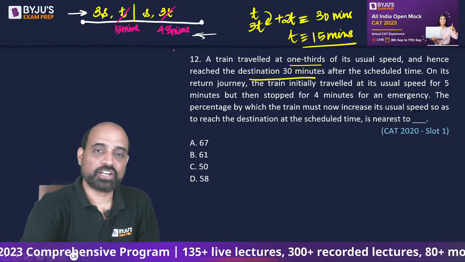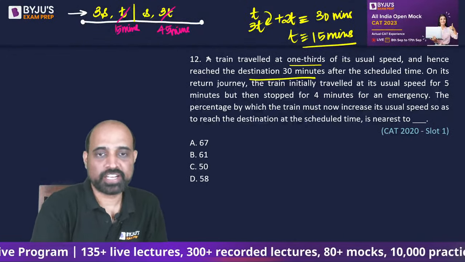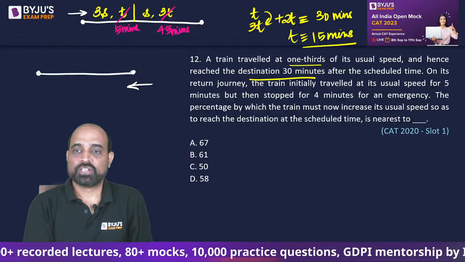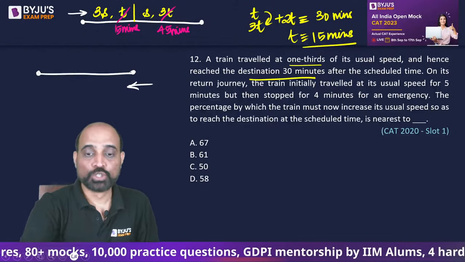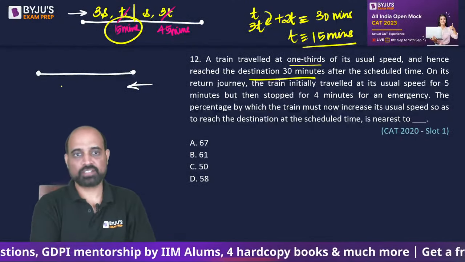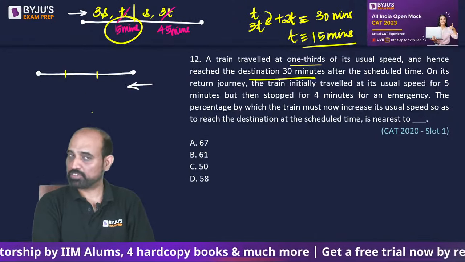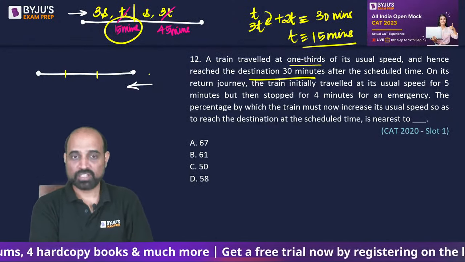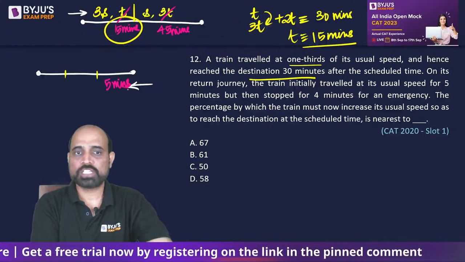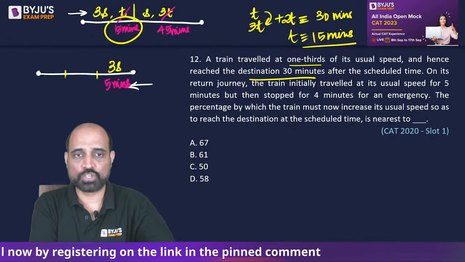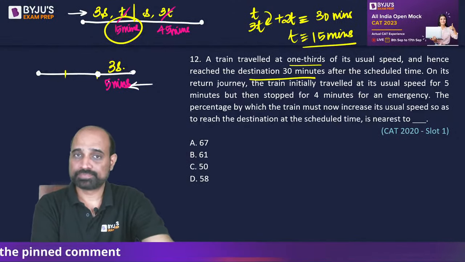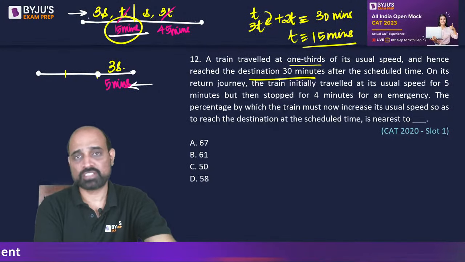On its return journey, now let's talk about the return journey. For the return journey, I'm going to draw the figure again. So now it's returning. The train initially traveled at its usual speed for 5 minutes. See, it had to cover in 15 minutes: 5 minutes for 1/3, 5 minutes for the next 1/3, and 5 minutes for the last 1/3. So while coming back, initially it took 5 minutes at the usual speed, 3s, which means now the train is going to be here. 5 minutes, 5 minutes, 5 minutes, 15 minutes, 3 equal parts.